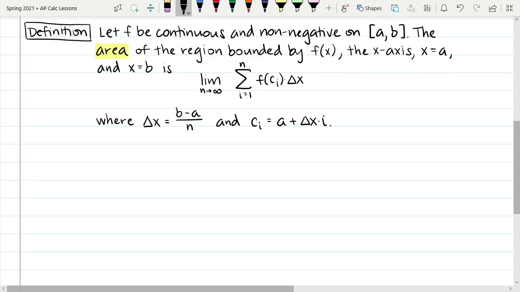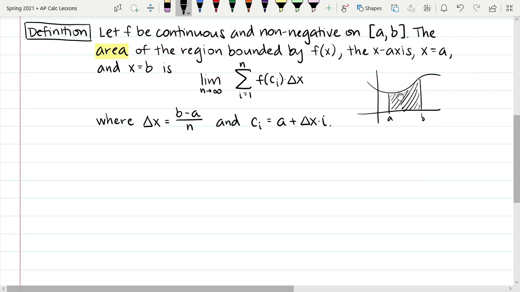So let's work that into the official definition here for area. So let f be continuous, so remember no breaks, no asymptotes, no holes in the graph, things like that, and non-negative, so in other words above the x-axis. So let f be continuous and non-negative on some closed interval from a to b. The area of the region bounded by f of x, the x-axis, x equals a, and x equals b, so in other words, some region that might look something like this.